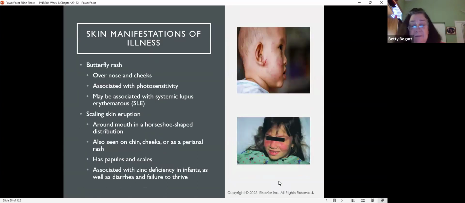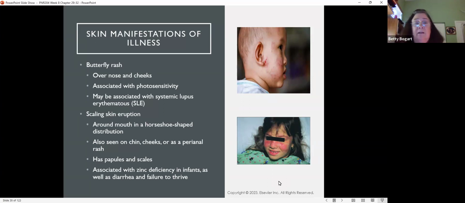Butterfly rash, that's associated with lupus. It could look like a little rash. It could be red, it could be spots, all different looks, but it's over here, the nose, the whole thing is there. It's very sensitive to sun. It can cause burning. So we've got to be very careful with lupus children and sun exposure and UV lights.